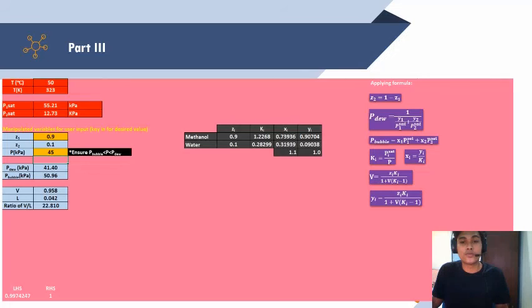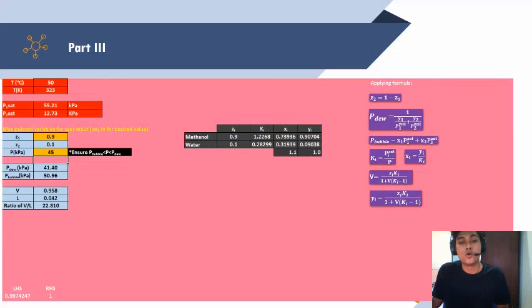After we get the value of Z1, we need to use the P dew formula, which is 1 over y1 over P1 set plus y2 over P2 set. After we get the value of P dew, we need to get the value of P bubble and also the ratio K. The ratio Ki is Pi set over P. After that, we can get the value of x1, which is y1 over the ratio K1.